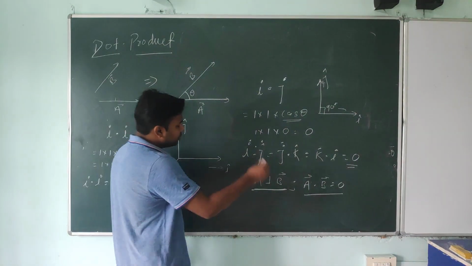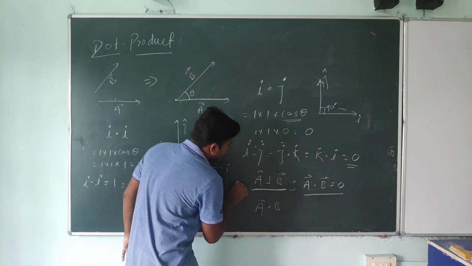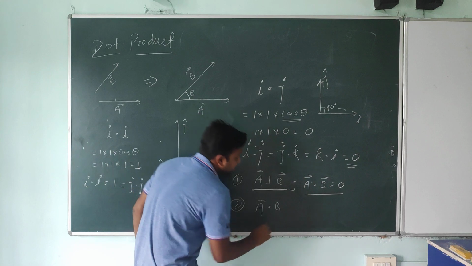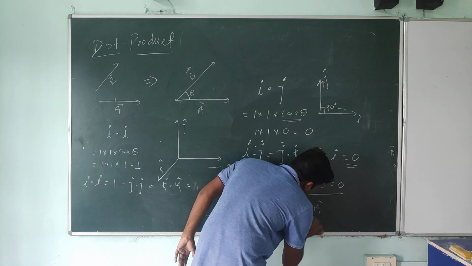It's commutative also. It means you can write a dot b is equal to b dot a. This is the second property.